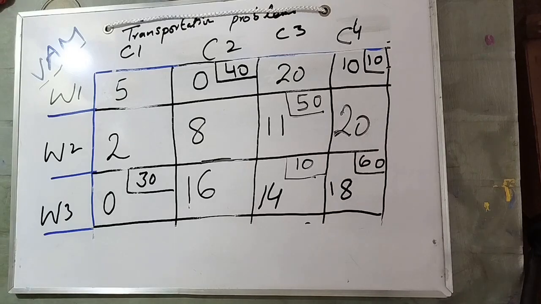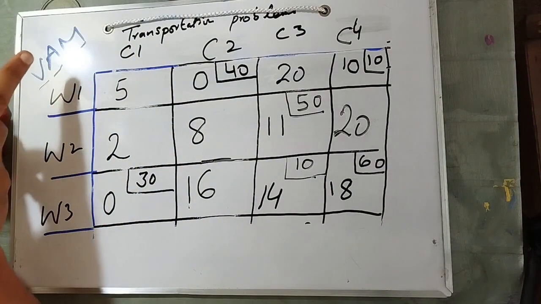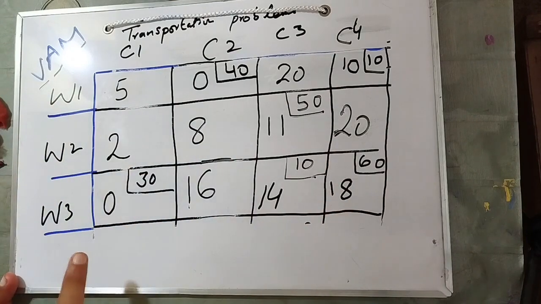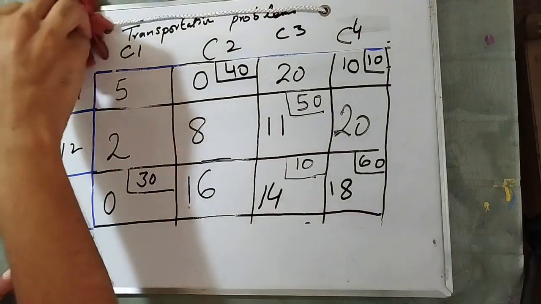Okay, dear students, now we are moving ahead towards the stepping stone method. From the Vogel approximation method, we have found this solution. And with this solution, we are moving ahead toward the stepping stone method.